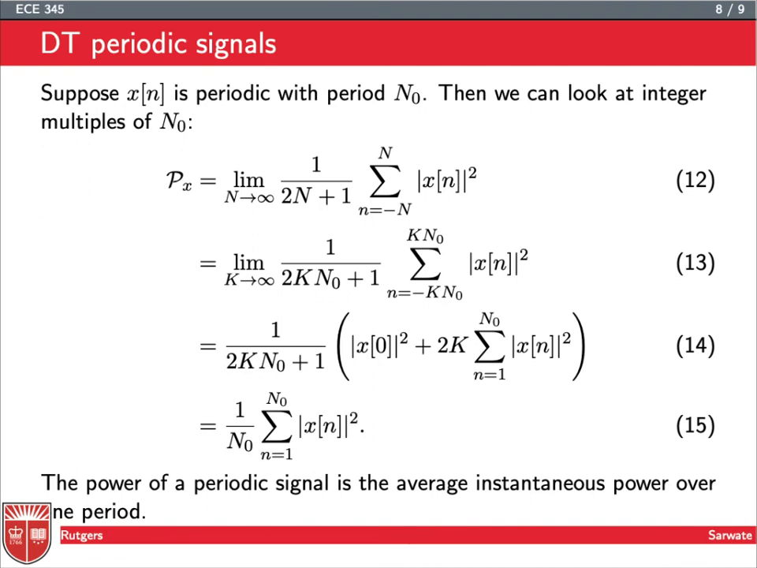So suppose x of n is periodic with period N0. Then we can look at integer multiples of N0. Again, doing the same thing we did in continuous time, we're just going to do it over discrete time. So we're going to take an interval of k times N0 above 0 and below 0, so minus kN0 to kN0. Because of that point at 0, we get a plus 1 in this denominator. So we can separate that out. We can say x of 0 squared plus 2 times k, since we have k repeats above 0 and k repeats below 0, of the summation of x of n squared just from n equals 1 to N naught. So we take the limit here, and we can get exactly the same kind of formula. We get the average instantaneous power, the sum from n equals 1 to capital N naught of the magnitude of x of n squared, divided by N naught.